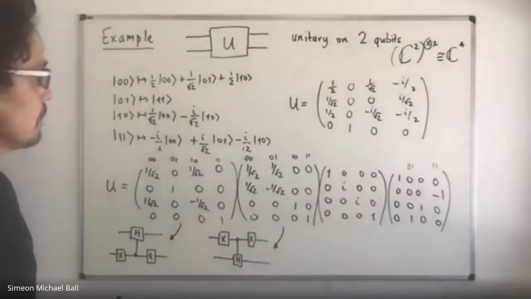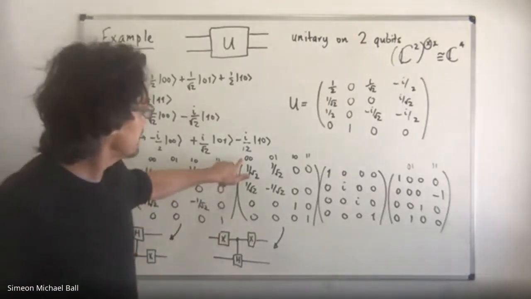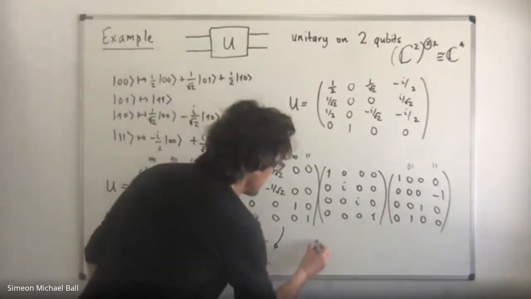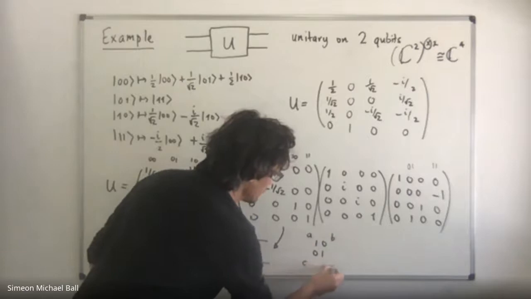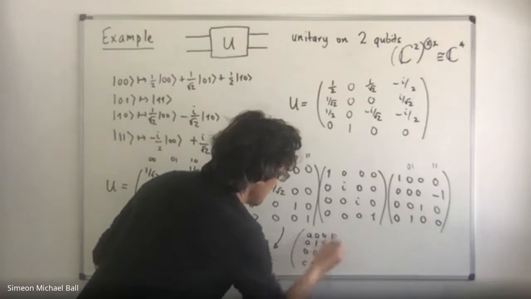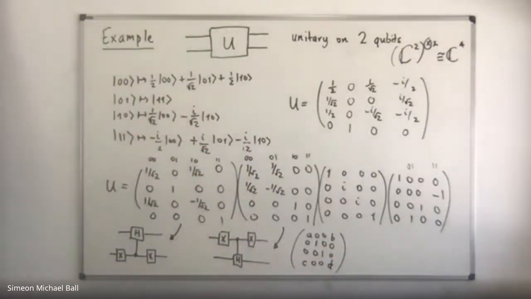What would be more tricky is if we had a matrix which would have an identity matrix in the middle and then something here. So how would we implement something like this? It's a two-level unitary matrix.